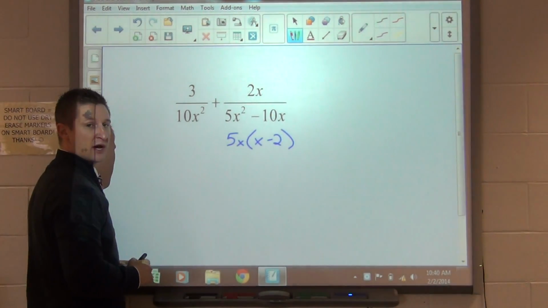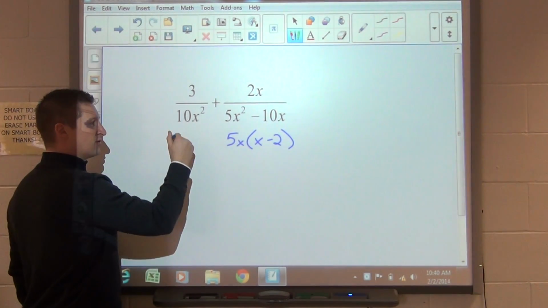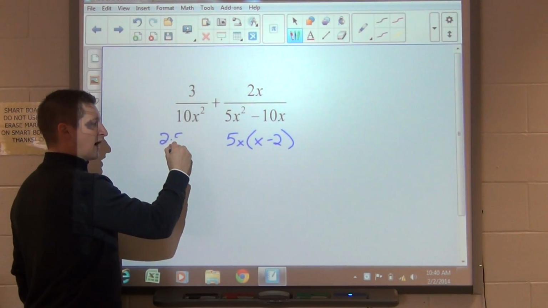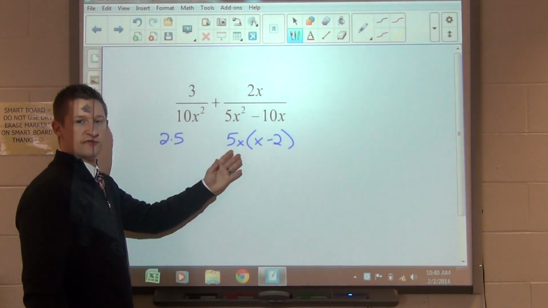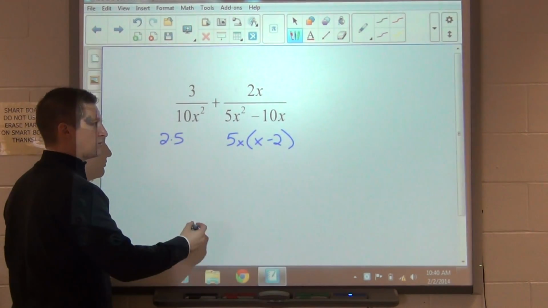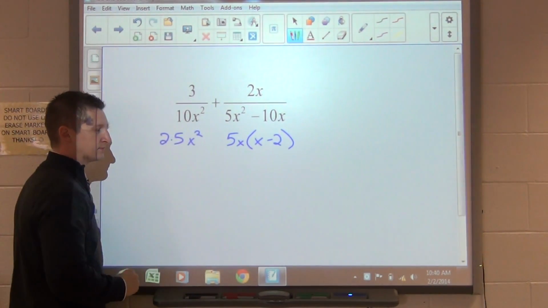The denominator on the right, I see a 10x squared. Well, the 10 I could rewrite as 2 times 5. Now you wouldn't necessarily have to do this, but I'm going to do this just to make sure that we notice which factors we have and which ones we don't need to repeat. So I have a 2 times 5 times an x squared.